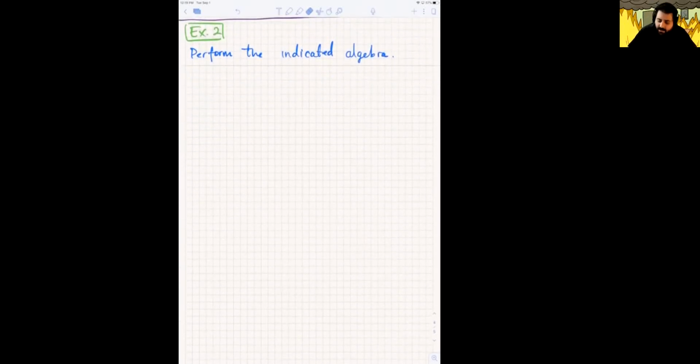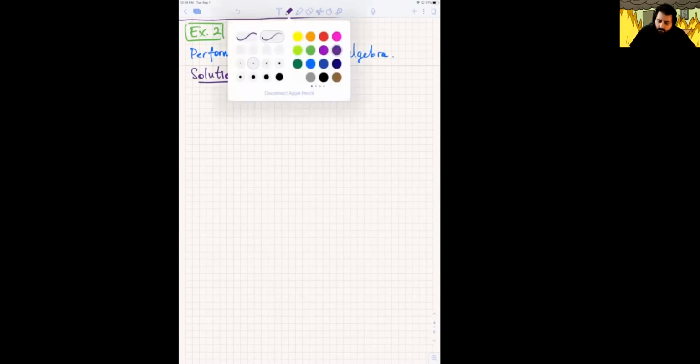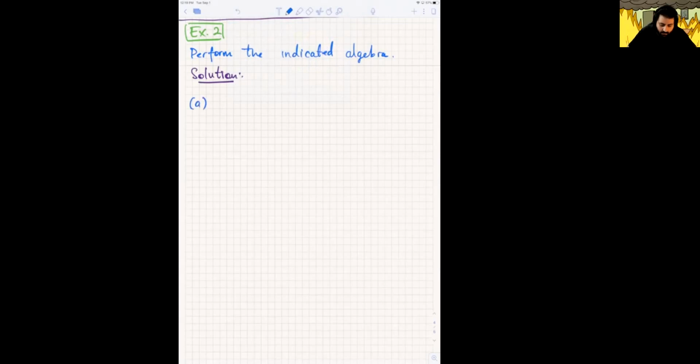Okay, so perform the indicated algebra. All right, so all common factors canceled. And assume that h is not equal to 5.